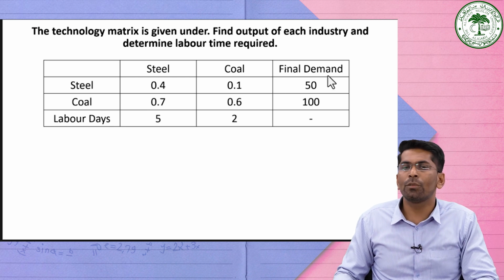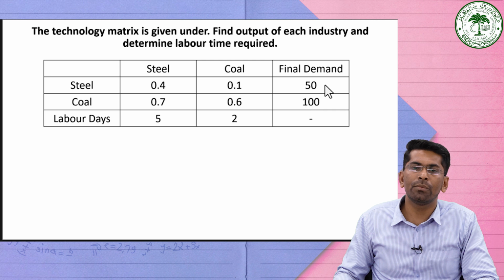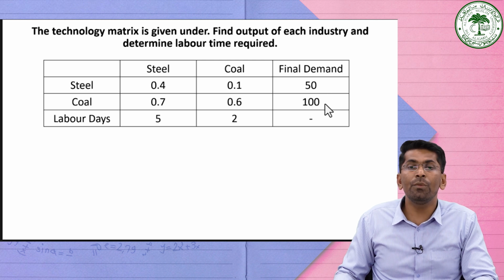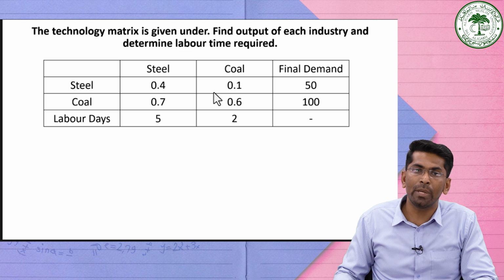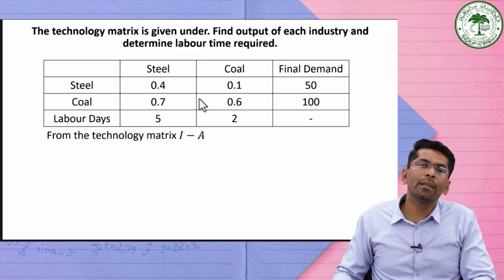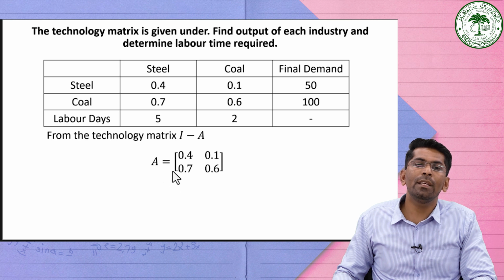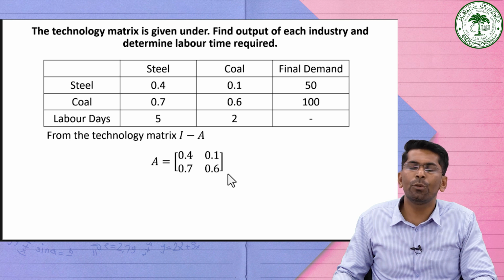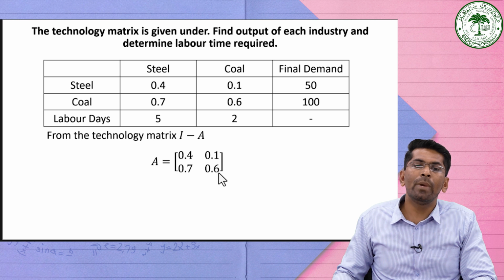The final demand is also given, that is the final demand vector, 50 and 100. So here first we are going to write the technology matrix separately: 0.4, 0.1, 0.7 and 0.6. These four elements will become the matrix. So I am writing this particular matrix separately here. The matrix A is equal to 0.4, 0.1, 0.7 and 0.6. We have a 2 by 2 matrix and this is known as the coefficient matrix. And this particular matrix is given.